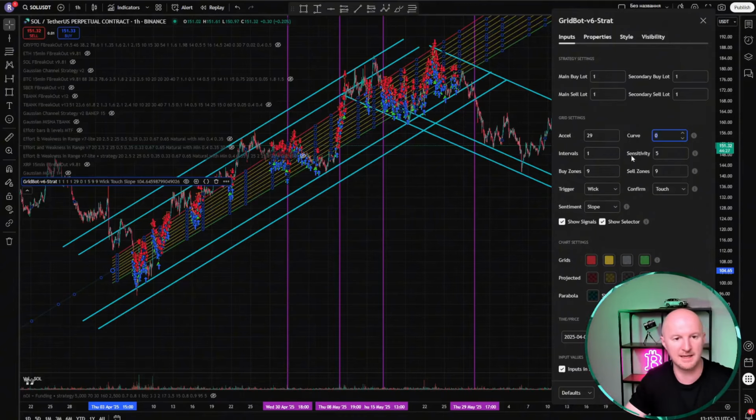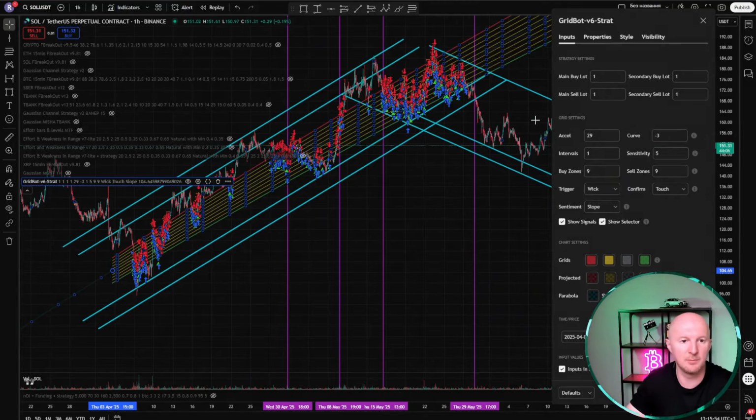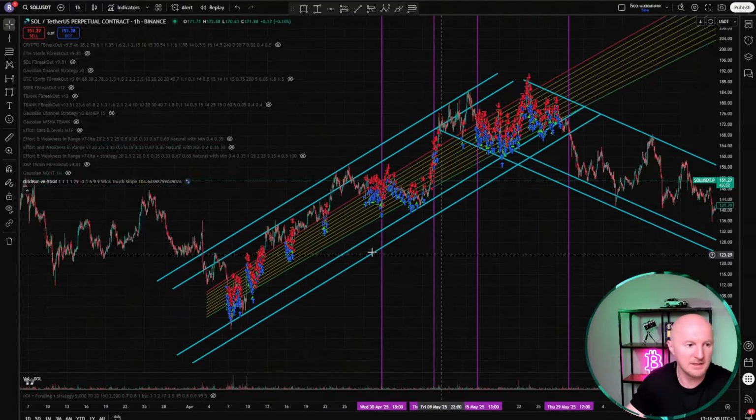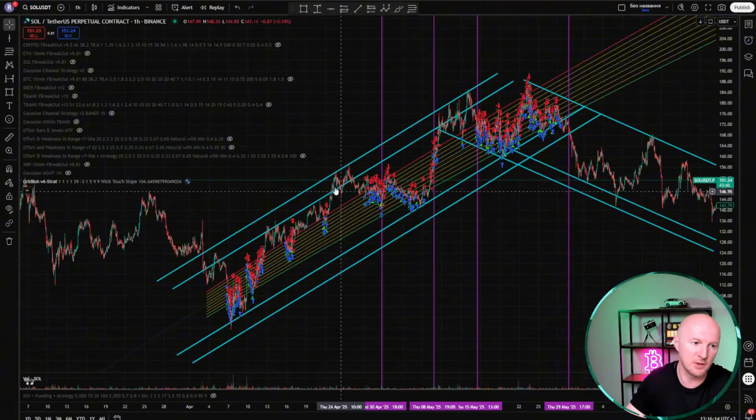That means we need to set a negative curvature. Let's say 5. You see, maybe I overdid it. I should probably set it to about 3. A sensitivity of 5 is how much it will bend, whether it will curve more or less. Well, let's leave it like this for now. It's basically fine. Now you see, the level looks more or less similar, but our channel is clearly wider, right?